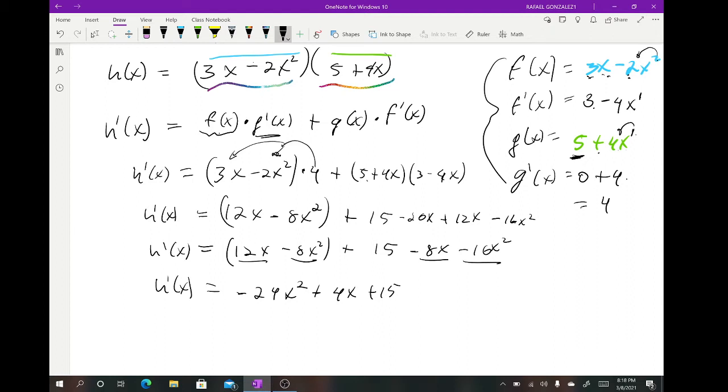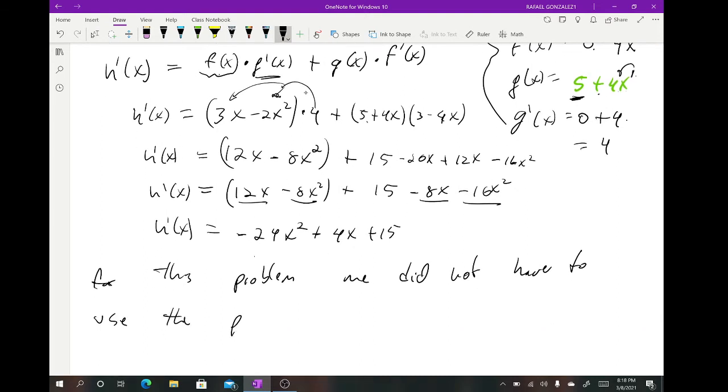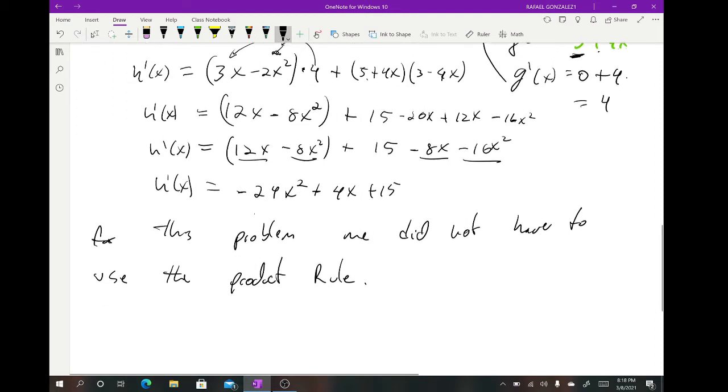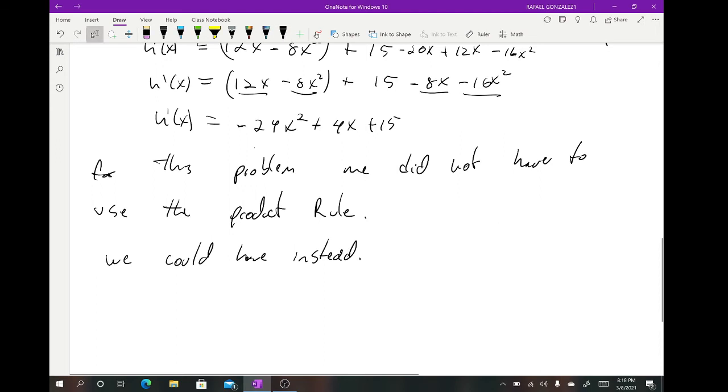So that just means that the derivative of h of x is negative 24x squared plus 4x plus 15. Now, for this particular problem, we did not have to use the product rule, and the reason for that is because we could have distributed first and then taken the derivative. So sometimes you could get away with not using the product rule, but a lot of times you cannot get away with not using it.